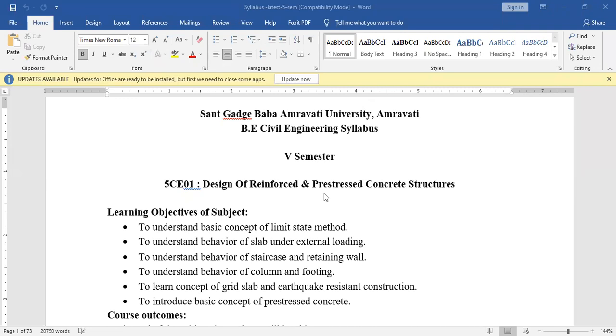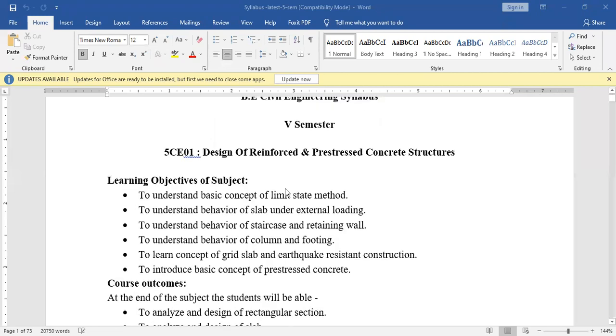So DRPCS, the long form of DRPCS, is the design of reinforced and prestressed concrete structure. Basically, the earlier subject name was RCC2, reinforced cement concrete, the second part. But here, that syllabus has been changed somewhat. The code of this subject is 5C01.